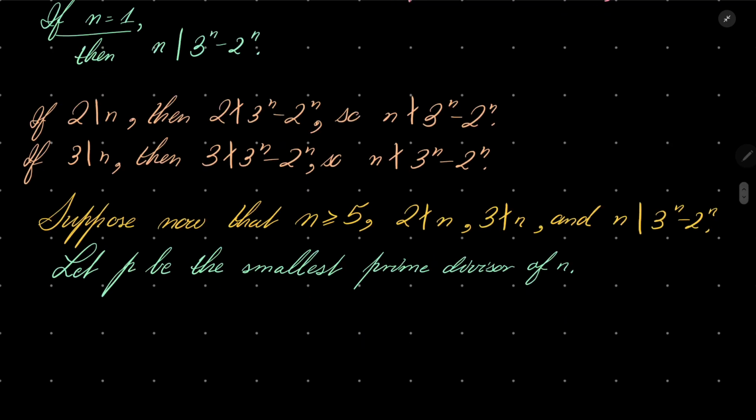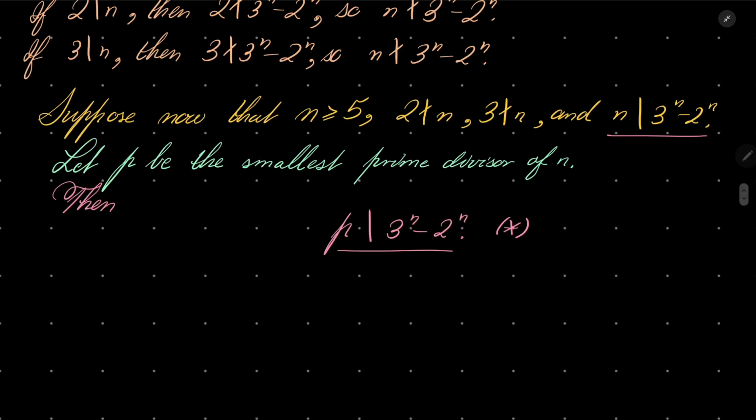Now notice the following. Then of course we have, if n divides 3 to the power of n minus 2 to the power of n, and if p divides n, well, obviously p divides 3 to the power of n minus 2 to the power of n. Okay, so let's mark it asterisk.